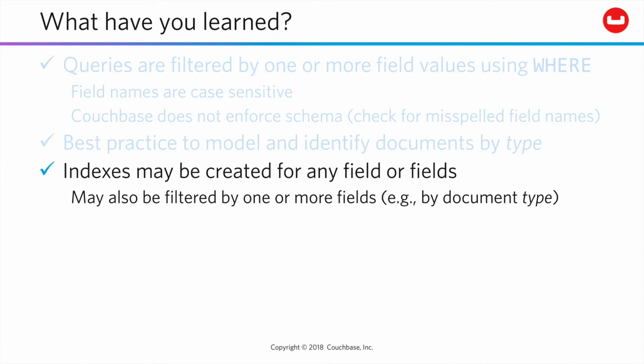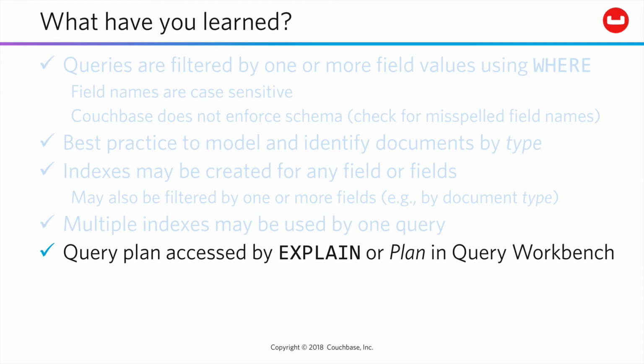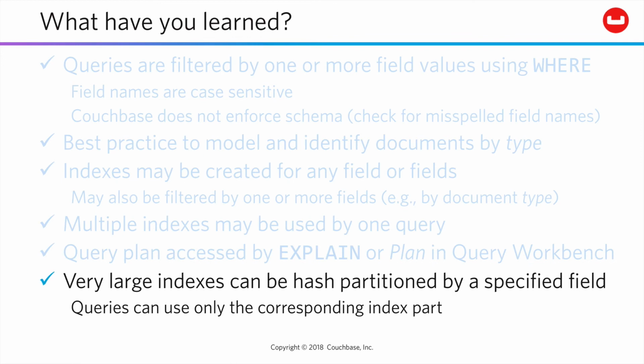You can build indexes for any field or set of fields while narrowing your overall index range using filters, often filtering a given index for a particular document type. Multiple indexes may be picked up and used by any given query, depending on your overall index design strategy. You can explore the query plan easily, either in text or visually in Query Workbench. And very large indexes can be partitioned by a hash of a specified field value. A partitioned index is available for all relevant queries, but queries filtering by the partition field will run faster, as they will only use the corresponding index part.